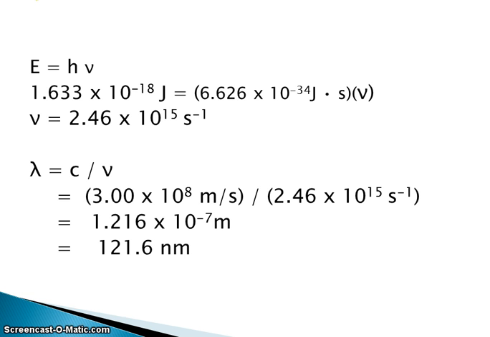Now, if we look at that particular number, that number is less than our visible spectrum. Okay? So that means that it's got a lower wavelength than the visible spectrum, so it's got a higher frequency than the visible spectrum, so it's got a higher energy than our visible spectrum. So that means that our visible spectrum has a lower energy, which means the visible spectrum would not give enough energy in order to move that hydrogen electron from energy level 1 to energy level 2.